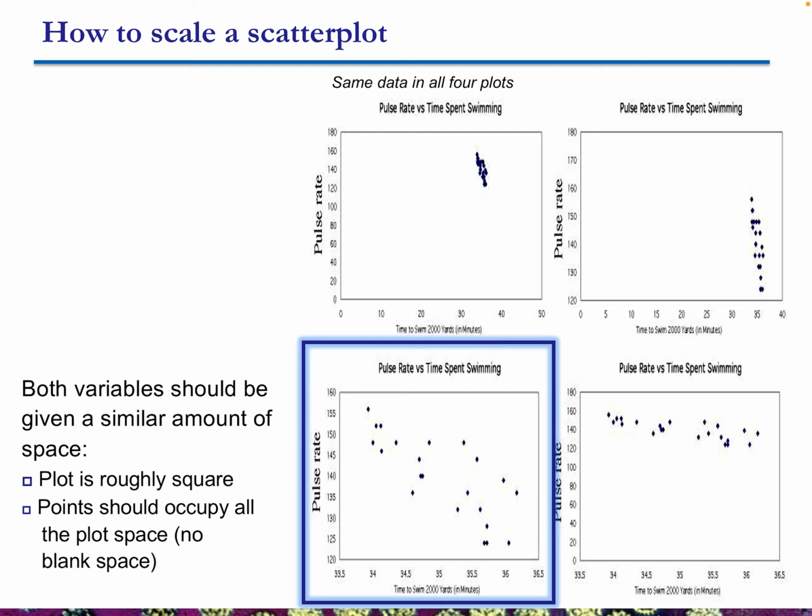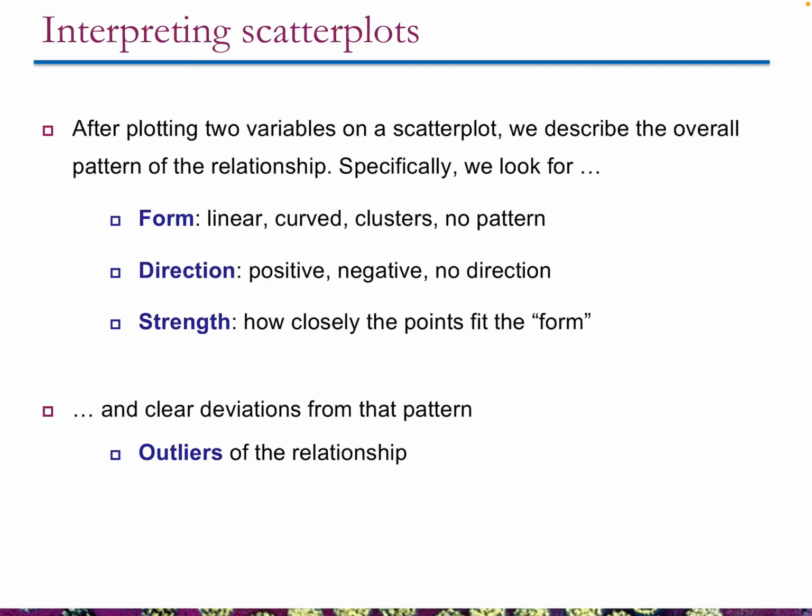Now, after plotting two variables on a scatter plot, we then need to look at the overall appearance of that scatter of data points. Specifically, we look for the form, direction, and strength. Remember that: form, direction, and strength. As far as form goes, is the overall pattern of our data points linear? Linear just means straight line. Or is it curved in some way?